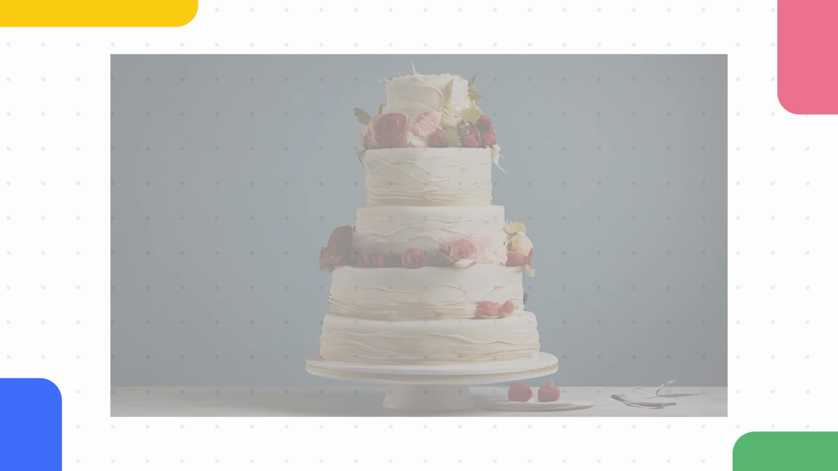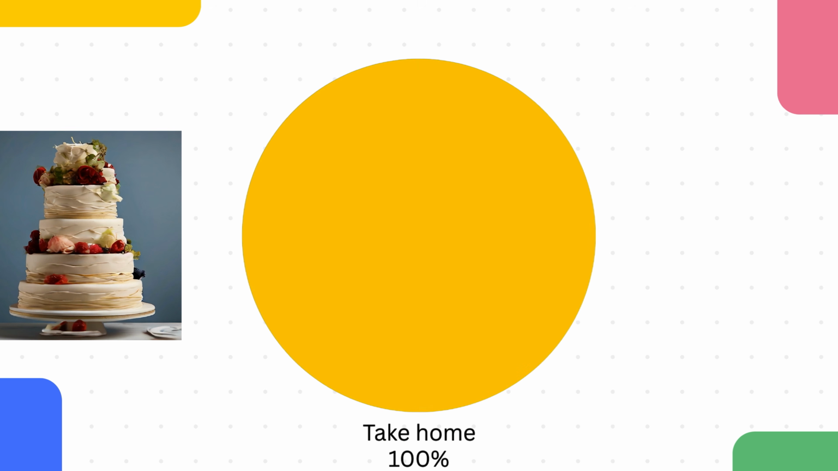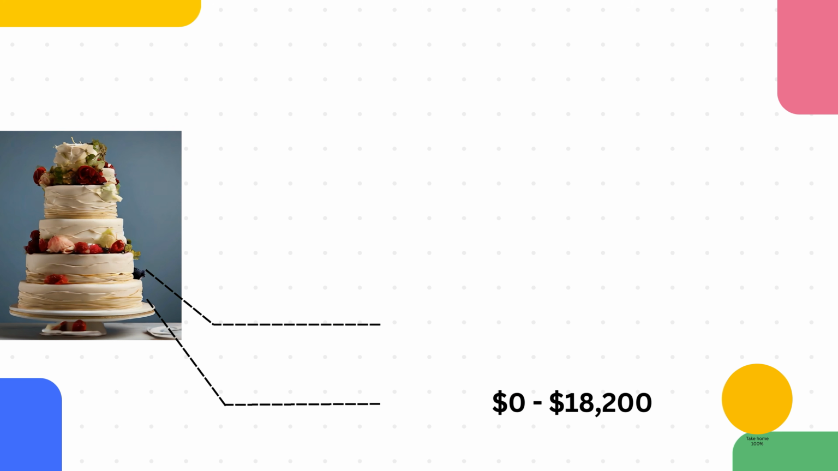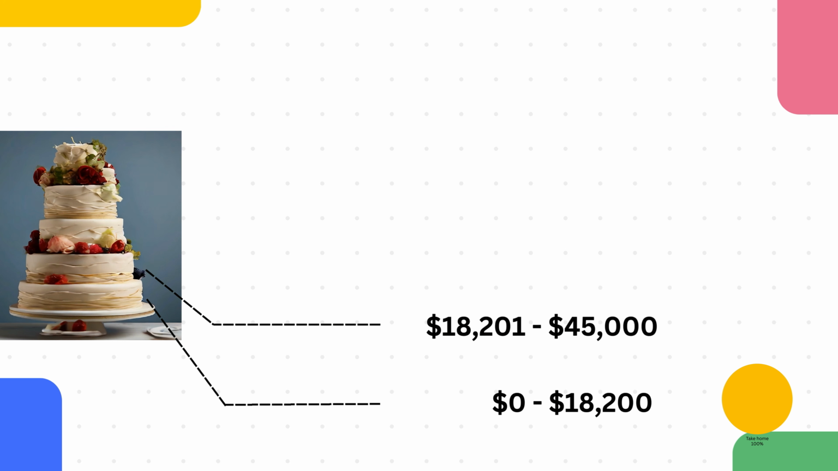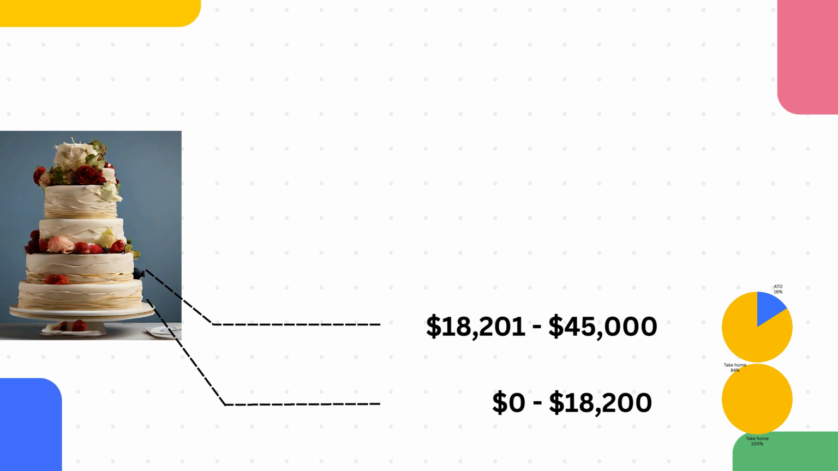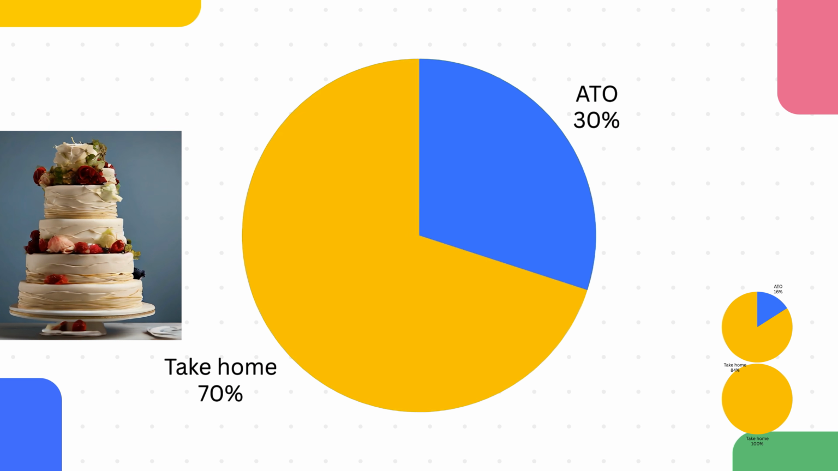Picture your income as a multi-layered cake. For each layer, the ATO slices off a different portion. The bottom layer, the first $18,200, is not taxed at all. You get to keep the whole thing. As we move up to the next layer, the portion of your income that is between $18,201 and $45,000, the ATO takes away 16% of it.